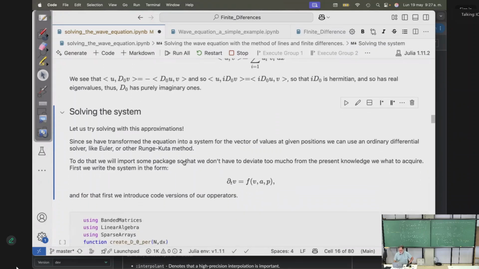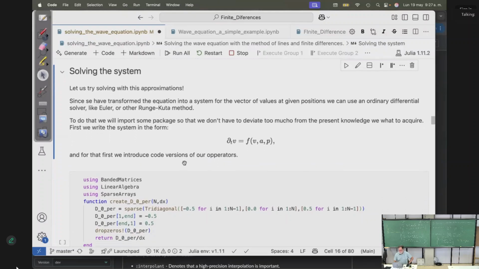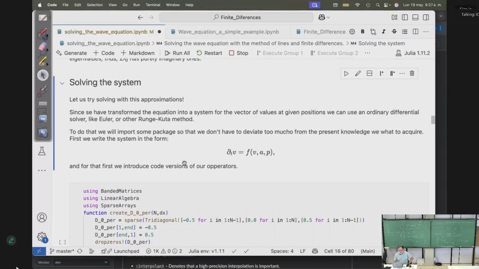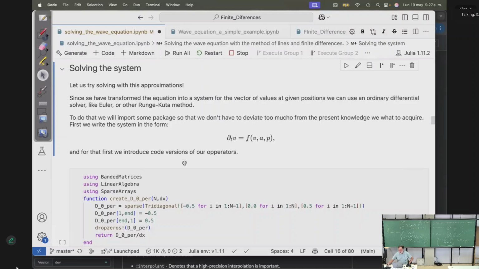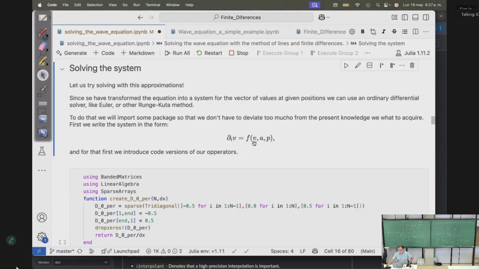So now we go to solve the system. For using Runge-Kutta, say, we have to put the system in this way, where A is the parameter of the equation, and P is some other parameters that we want to put. It doesn't matter, but we want to put it in this way, so we have to produce the function f.